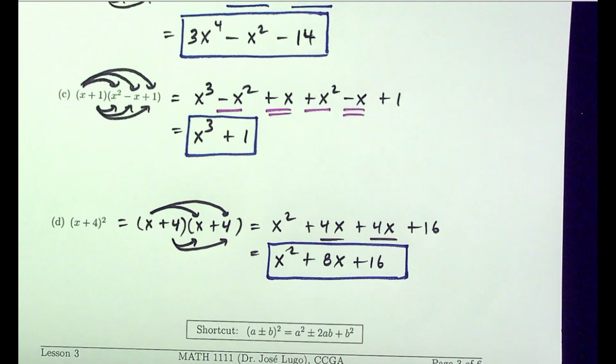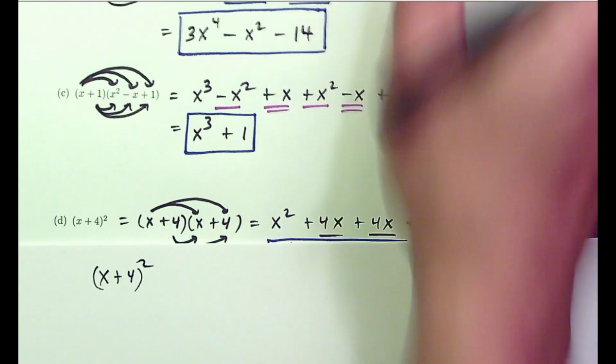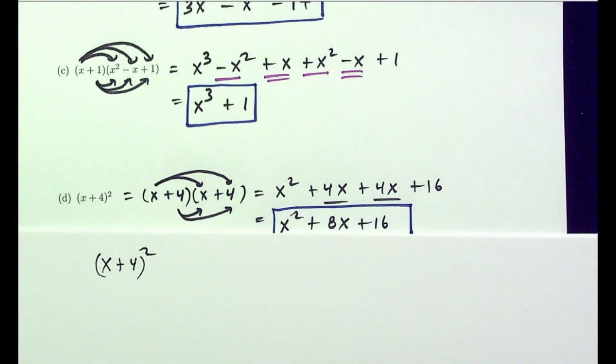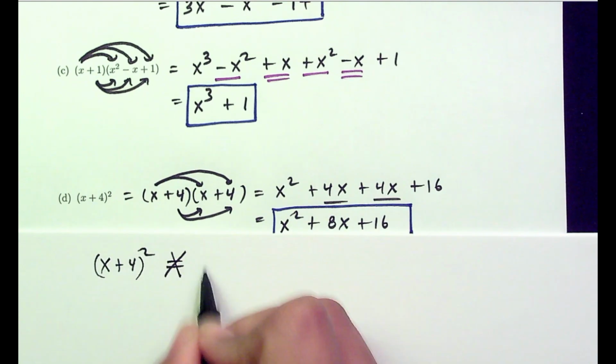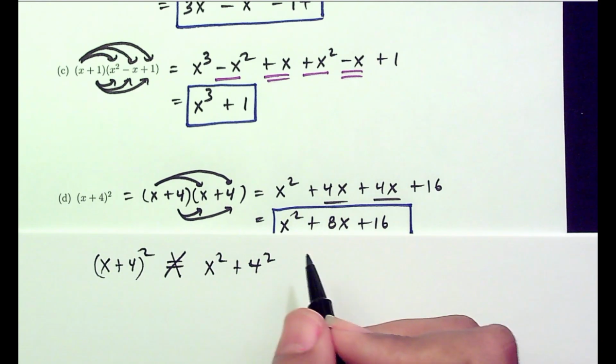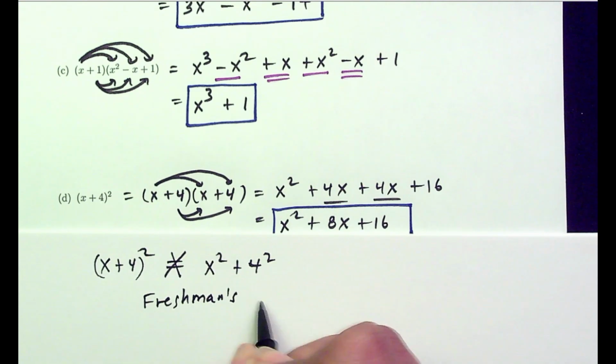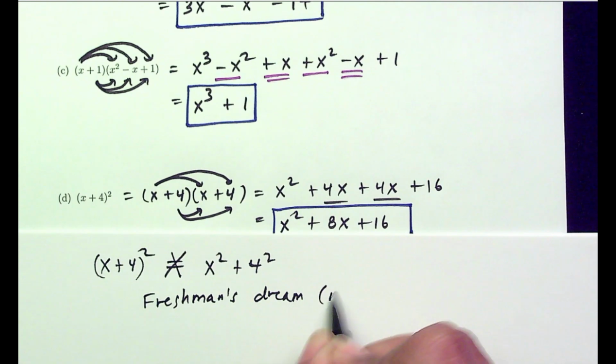And that's the answer for that. So don't make the mistake called the freshman's dream. Don't make that mistake. You cannot distribute that square because there's a plus in the middle. Remember, you can only distribute squares when everything is being multiplied. So you cannot say that this is x squared plus 4 squared. That is absolutely wrong. That is the freshman's dream mistake. You cannot do that.